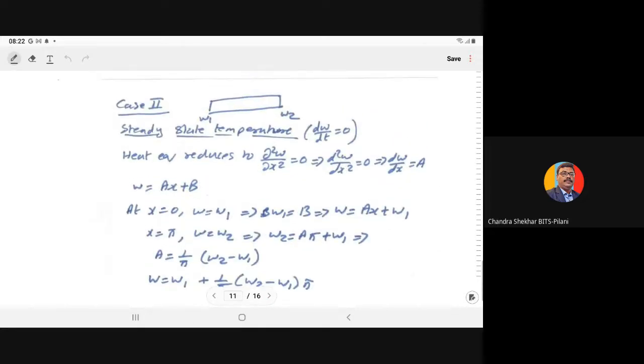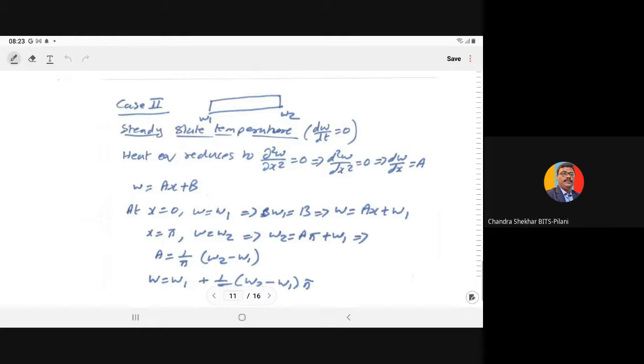Now, another one is the second case, steady state temperature. Steady state temperature means after some time there is no change in the temperature. The whole rod will become steady. That is, there is no change in temperature with time. That is, dW by dt is equal to 0.